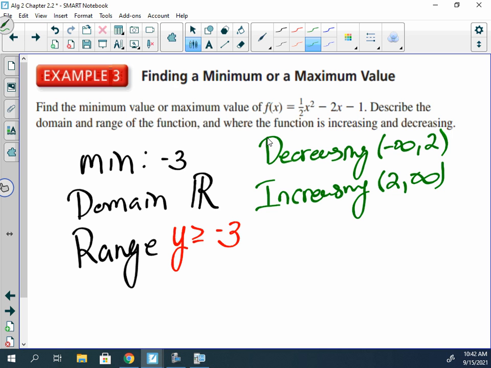But that's it. So we'll finish this up tomorrow. I did not plan on us finishing it today.